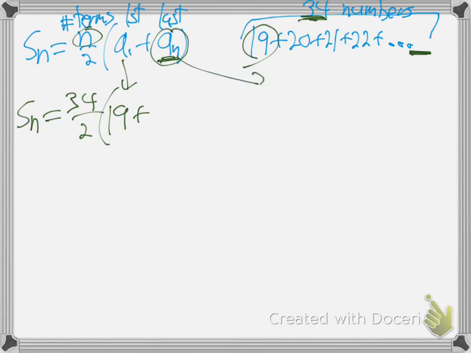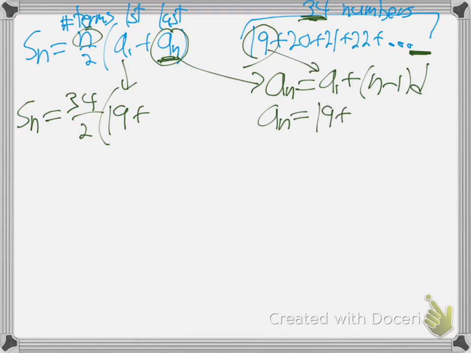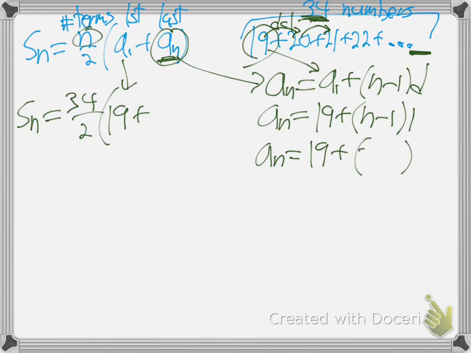A sub n? How are you going to get that? We have an A sub n formula. You're going to have to use two formulas on this problem. It's a hard problem. All right, so to find A sub n, A1 again, which is 19, plus n minus 1 times d. What's d? D is the difference from term to term. D equals 1. We're adding 1 each time. And what's n? n is the number of terms. Remember, there's 34 terms.